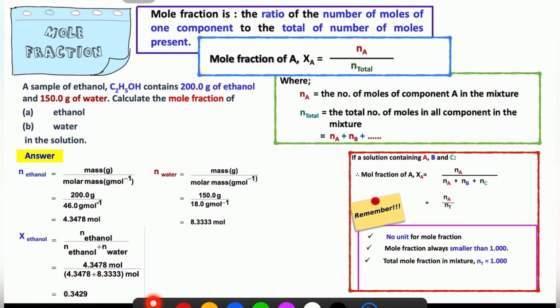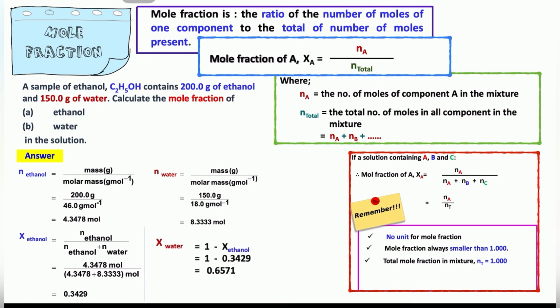To get the mole fraction of water, as we know the total mole fraction for the mixture equals 1. Here there are two components, ethanol and water, so the total mole fractions of ethanol and water equal 1. To get the mole fraction of water, 1 minus the mole fraction of ethanol. Then you will get the mole fraction of water. Alright.